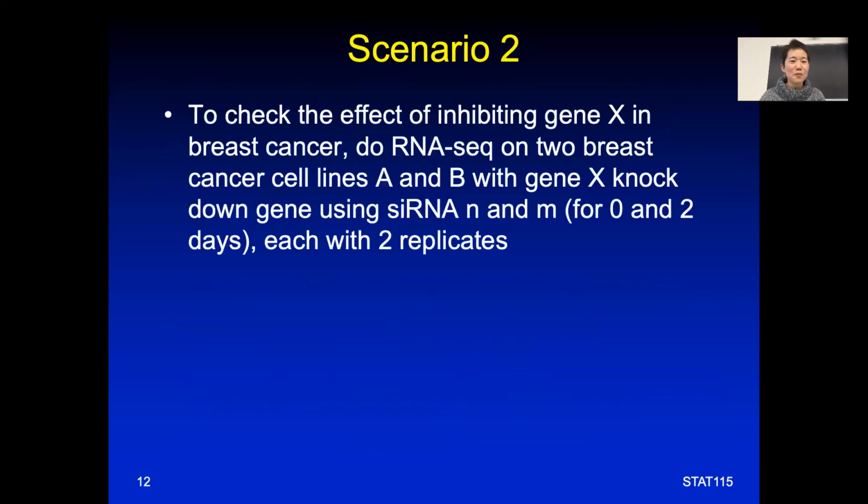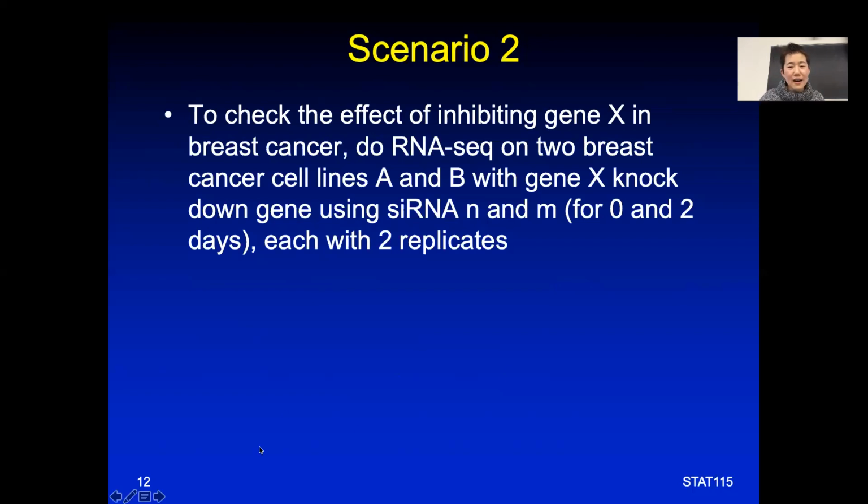Okay, scenario 2. To check the effect of inhibiting gene X. So this one you do RNA-seq on 2 breast cancer cell lines. Supposedly this gene is very important in breast cancer, and we want to see how it performs in the real tumors. But it's hard to inhibit a gene in the tumor. Therefore, we use a cell line as a proxy, right? Cell lines are not necessarily real breast cancer, but you get some idea. So there's cell line A and cell line B, and you use knockdown using siRNA.